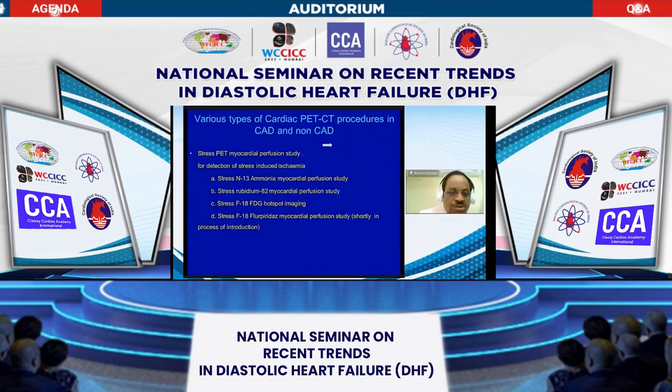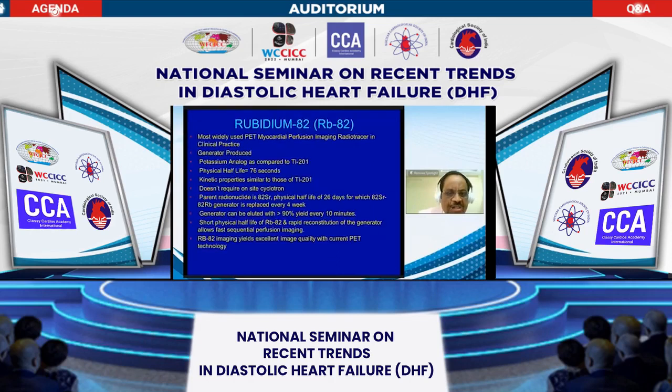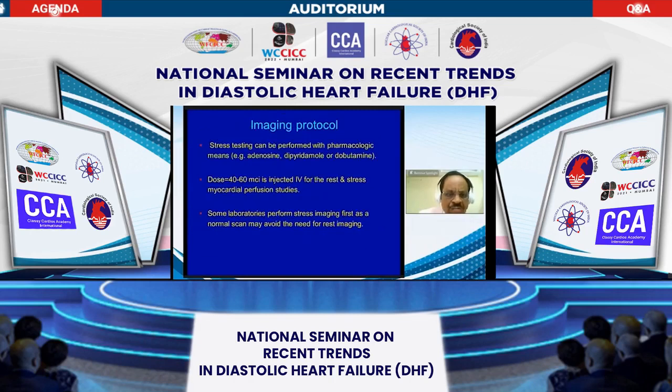Then stress PET myocardial perfusion imaging in early diastolic dysfunction with preserved ejection fraction. We can use various PET tests, but mainly right now stress nitrogen 13 ammonia and stress rubidium 82. These are the two agents. Fluorine-based agents have not yet come. So here you can see rubidium 82 PET tracer, which you can do as stress and rest imaging, the stress and rest images.